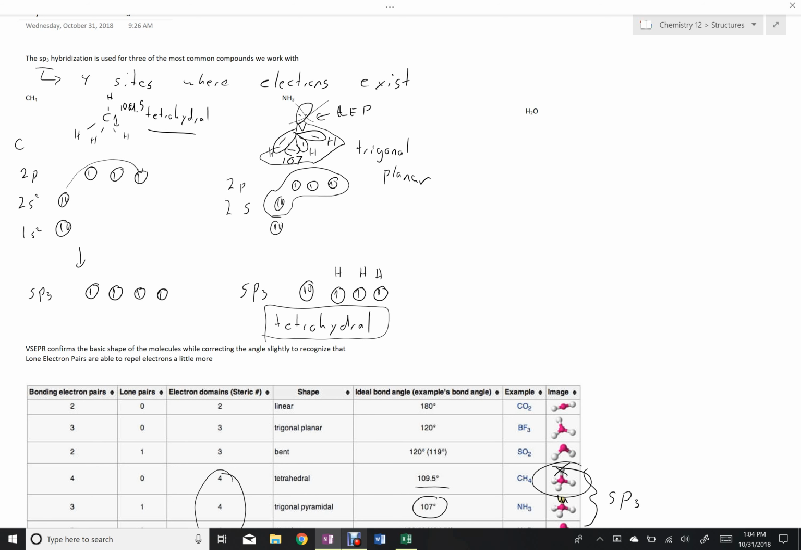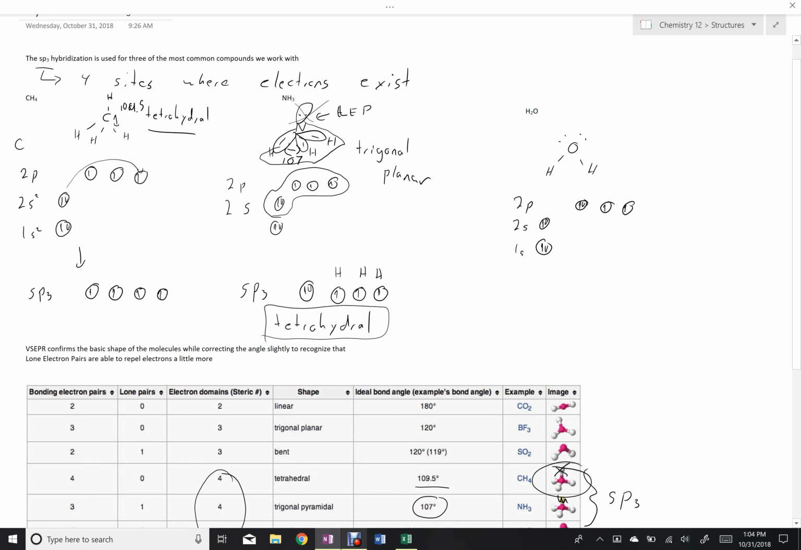Water is just going to go a step further. Instead of having one lone electron pair, it's going to have two lone electron pairs. So we're used to seeing the Lewis structure of water by now. From an energy level diagram perspective, without bonding, it looks like this.